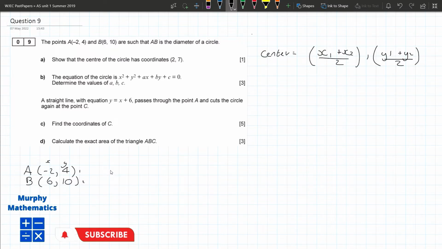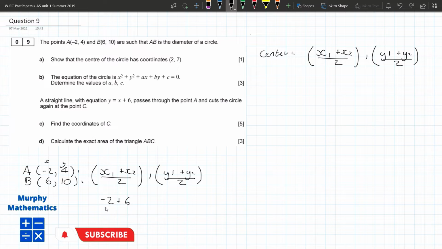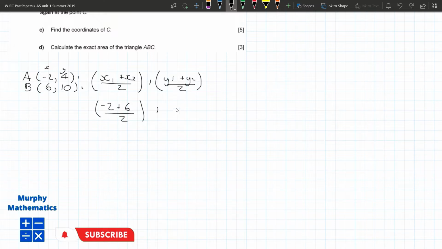And so using our equation, I'll just copy and paste the equation over so we know. I'm going to have -2 plus 6 over 2, and 4 plus 10 over 2. So my point is going to be 4 over 2, which is just 2, and 14 over 2, which is just 7. So my centre coordinate is (2, 7).